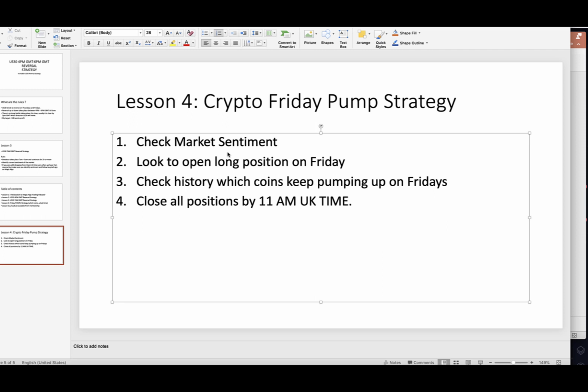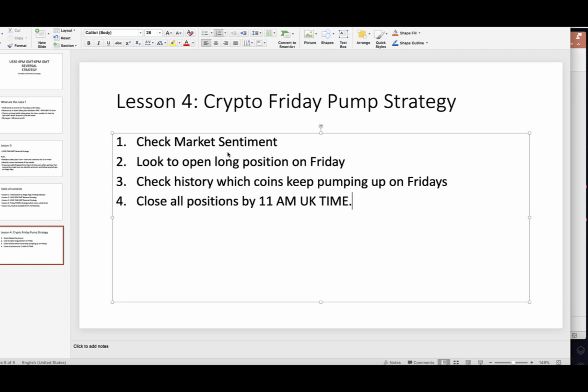Just to sum it up, okay, Friday pump, check market sentiment, first of all. Are we dumping on Friday? Are we going 10% down with Bitcoin? Okay, check this. Look to open long position on Friday. So you have to use your skills, technical analysis, look at the chart, look at the support line. It doesn't have to be 9 p.m., it can be earlier on. If you see a good entry, just keep in mind that the entry will last till Saturday 11 a.m. and will bring you possibly some good profits.